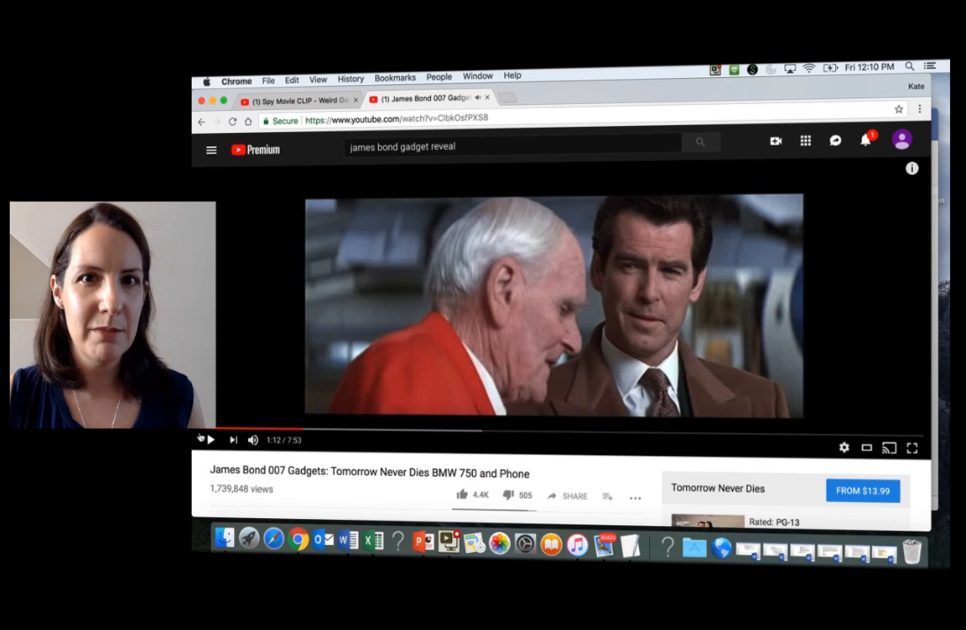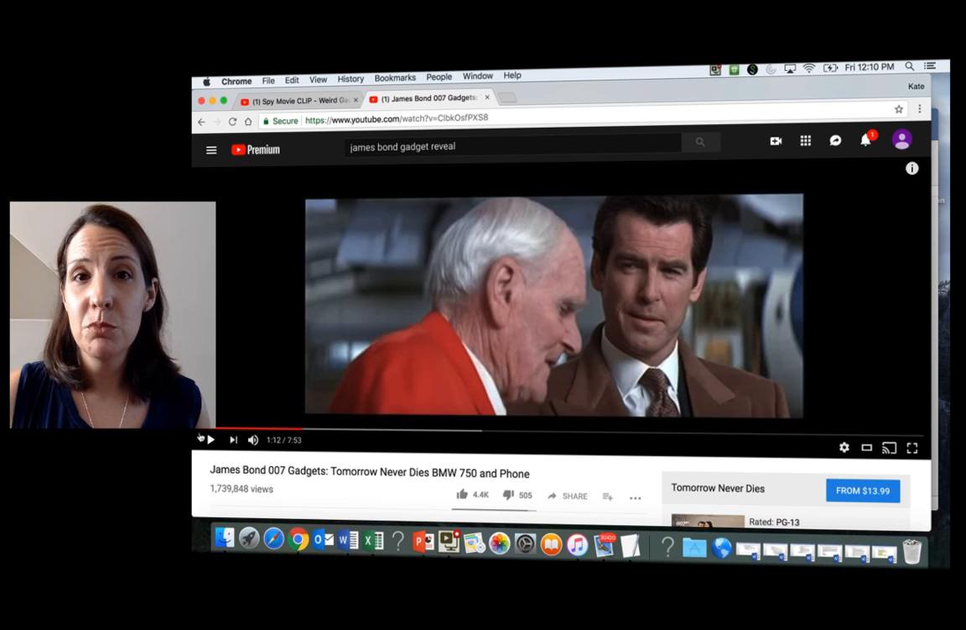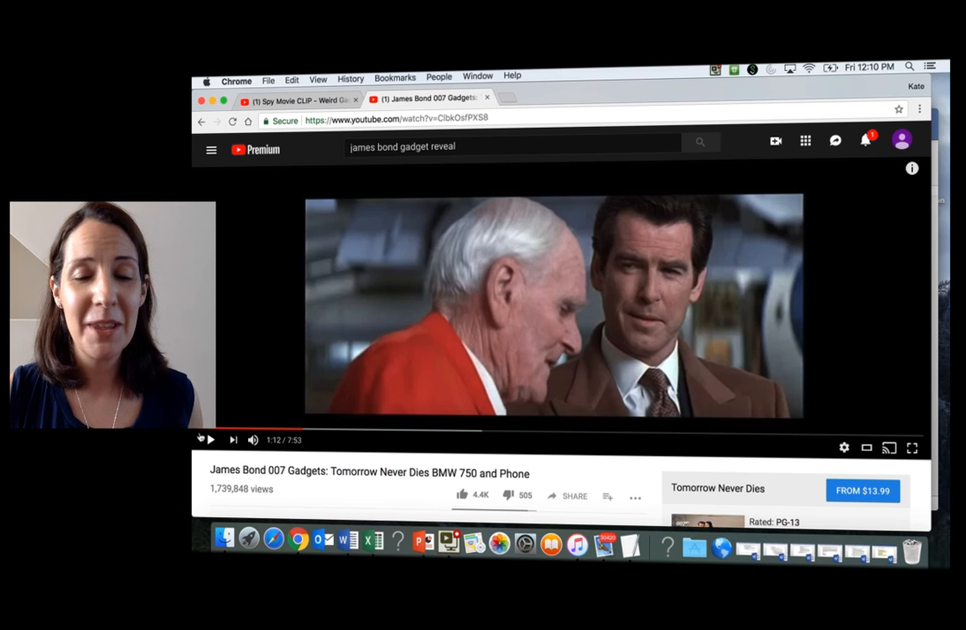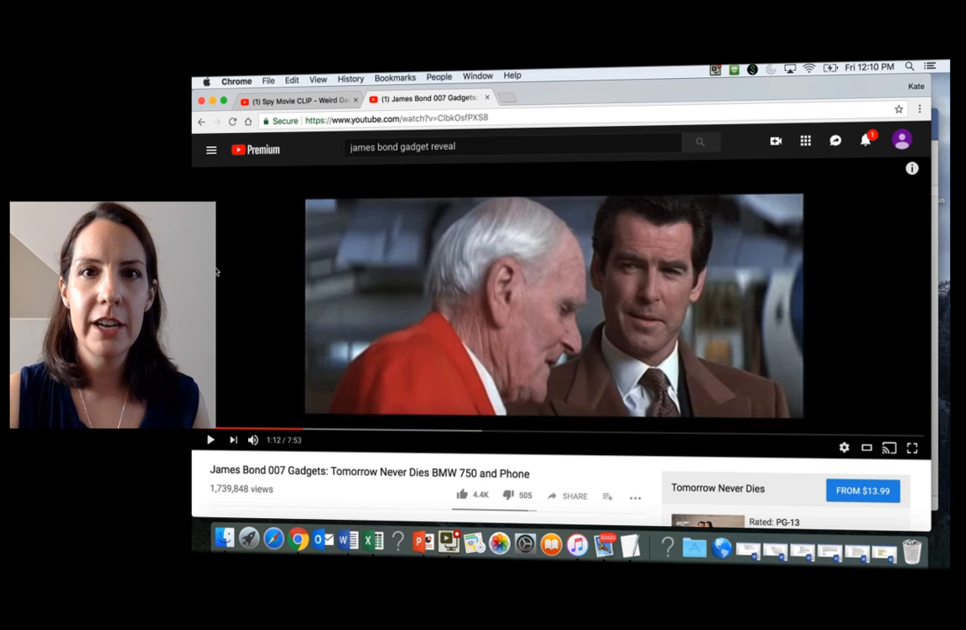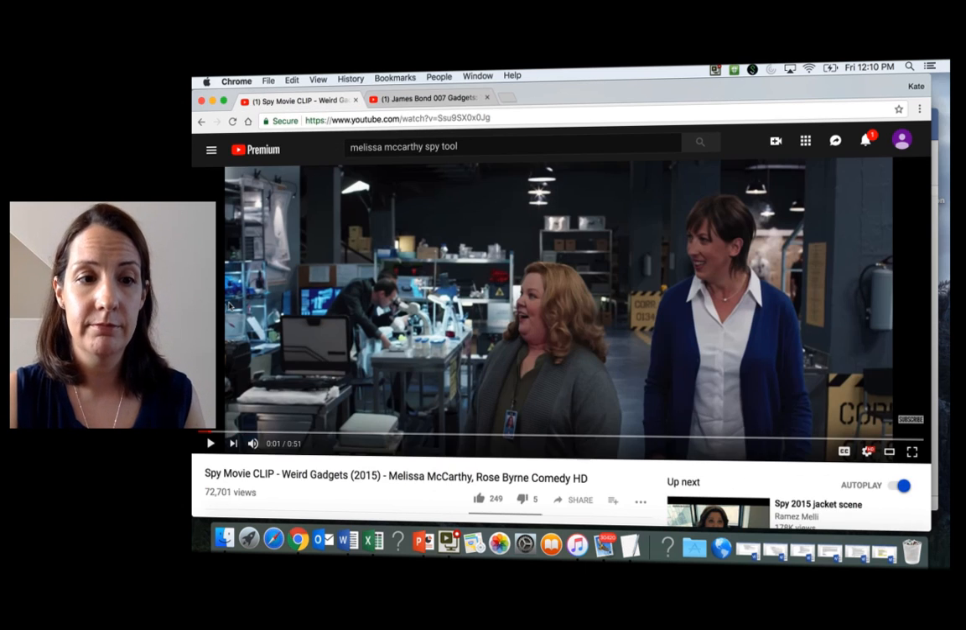Okay, that was James Bond's gadget reveal. He gets what looks like a sports car and also a cell phone. And obviously, this movie came out several years ago. It came out during an era where cell phones looked, in some ways, a lot less cutting edge than they do now. But at the time this movie was released, those were cutting edge phones. All right, here is the Spy movie, when Melissa McCarthy's character goes to get her gadgets to go on her mission.